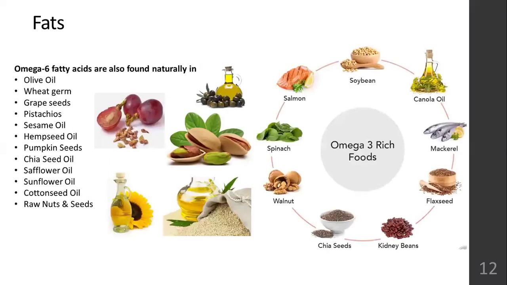So when it comes to fats, omega-6 fatty acid is found in olive oil, wheat germ oil, grapeseed oil, pistachios, sesame oil, hemp seed oil, pumpkin seed oil, chia seed oil, safflower oil, sunflower oil, cottonseed, raw nuts. These all are the oils that are rich in omega-6 fatty acids. And there is a ratio of omega-6 to omega-3. That ratio should be clear. We will discuss that ratio.